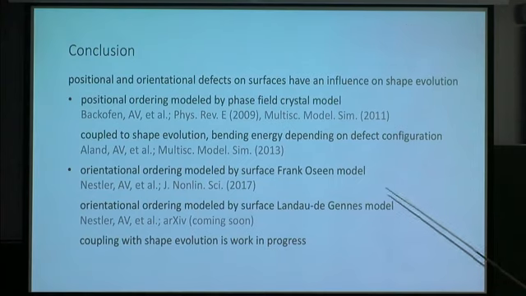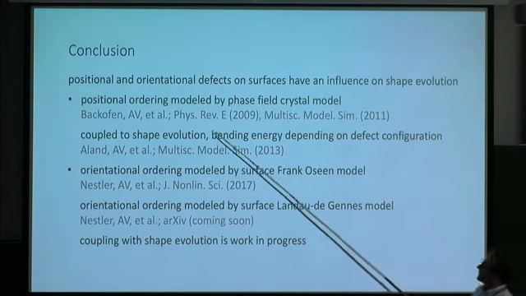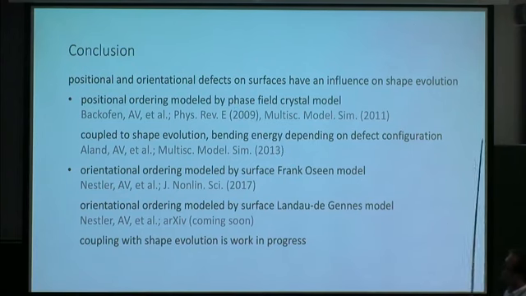So what I wanted to demonstrate is that defects in positional or orientational order can have an influence on the shape evolution. That's ongoing work. So we did this for the case of positional ordering, and for orientational ordering, for a Frank-Oseen model, and for a Landau-deGenne model on a stationary surface, and everything which has to do with shape evolution is work in progress.